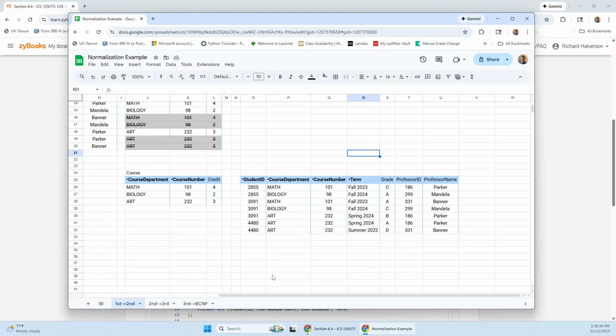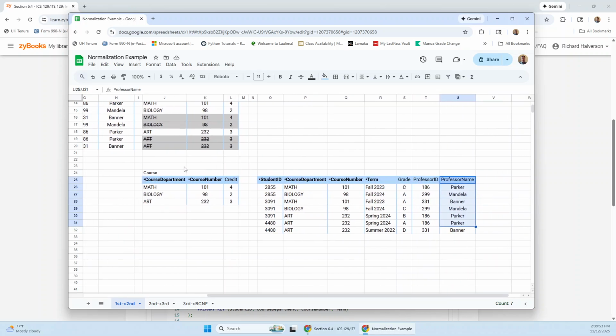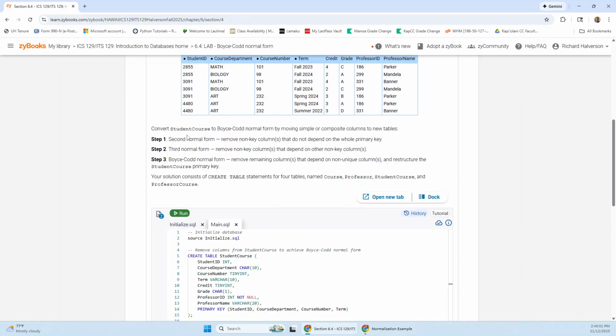So there's no non-key column that depends on only part of the primary key. The primary key is these four, and these three are the non-key columns. So this is in second normal form. This is the database in second normal form. Okay, so let's see what the next thing is. So that takes care of this.